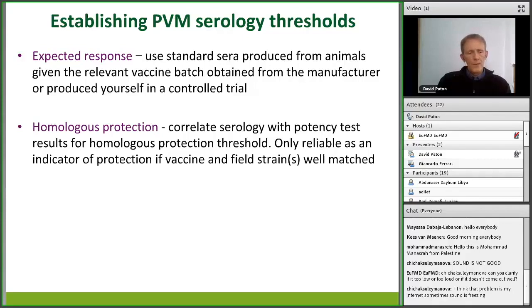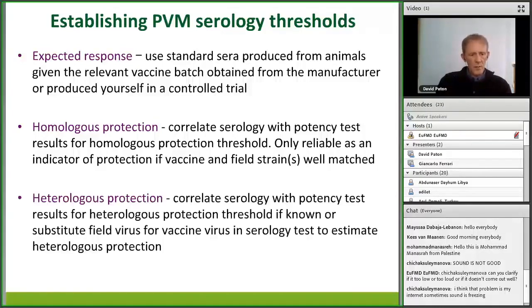A slightly better refinement is if there has been a homologous protection study done, you can then correlate the serology results with the potency test results, and you can assess whether the animals that have been vaccinated are likely to be protected against a homologous challenge. In terms of use in the field, this is only reliable as an indicator of protection if the vaccine and field strains are well matched. But as long as you know that that's true, then you're okay looking for homologous protection levels.